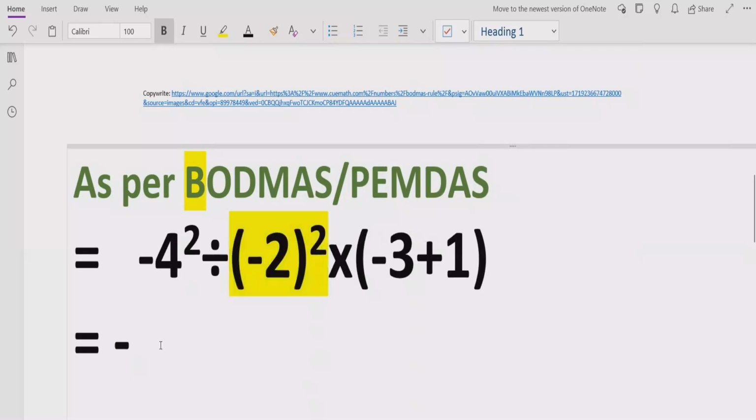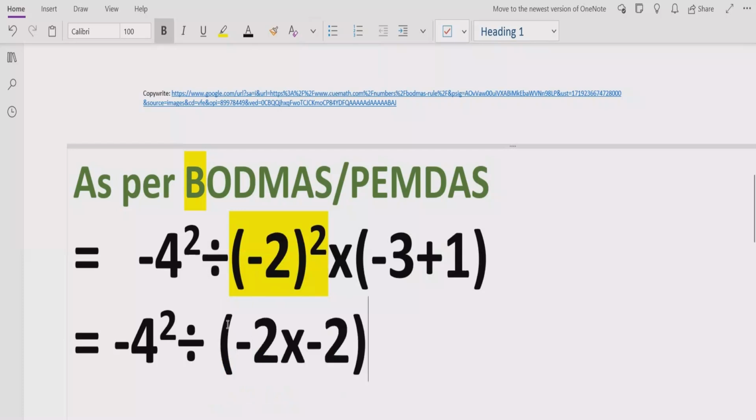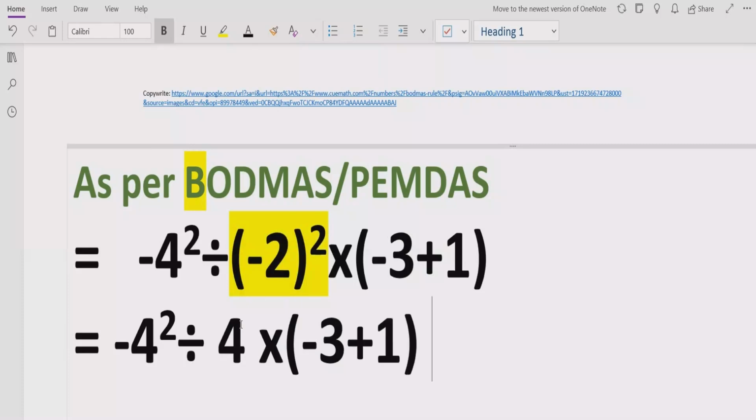So 4 raised to power 2, and divided by -2 raised to power 2. -2 raised to power 2 means -2 multiplied by -2. So we will multiply both of them and get minus minus plus, which is equal to 2 to the 4. So the answer is 4. And multiplied by -3 plus 1, we will write as it is.